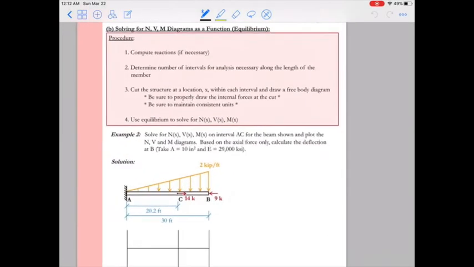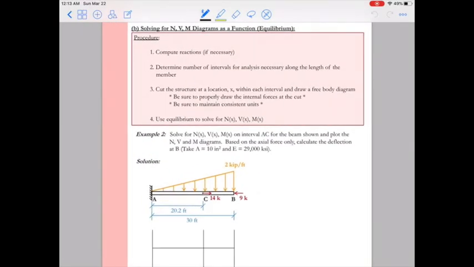Alright, so the second method we're going to explore is solving for axial force, shear, and moment diagrams by using equilibrium to get a function along the length. So step 1, compute reactions if necessary. Again, I would consider steps 1 and 2 together. Step 2 is to determine the number of intervals for analysis.